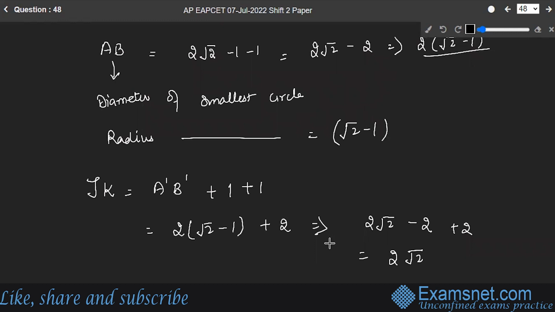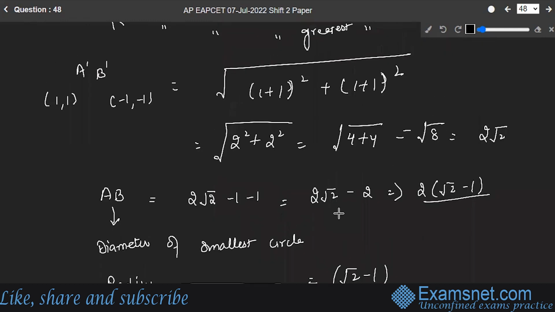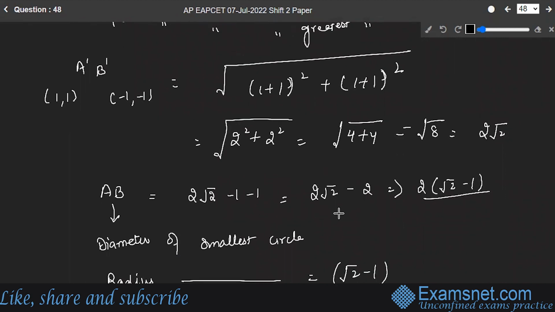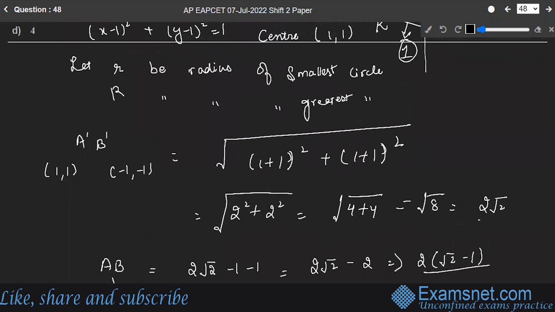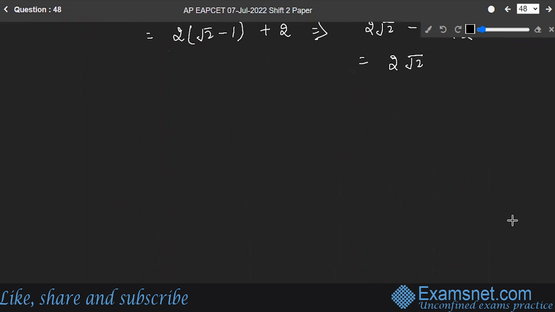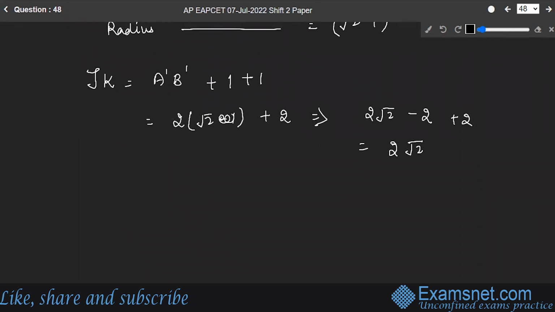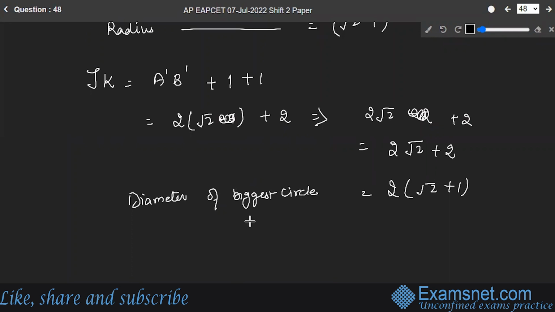Wait a minute. A'B' was equal to 2√2. That is what I was doing wrong. So 2√2 plus 2, I'll take 2 common, 2(√2 + 1). This is the diameter of the biggest circle. What will be the radius of the biggest circle? It will be half of this, which will be given by √2 + 1. This is the radius of the biggest circle.